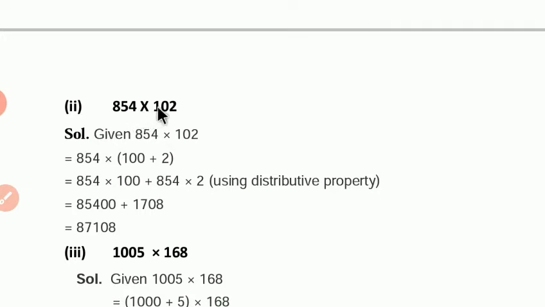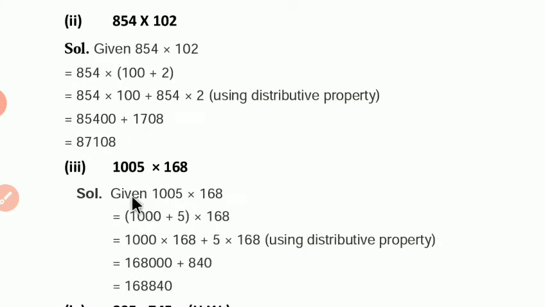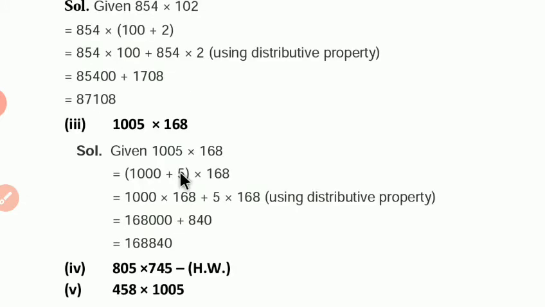Second one, 854 into 102. We know that we can write 102 as 100 plus 2. So using the distributive property, first you have to multiply 854 by 100, then you have to multiply 854 by 2. First we multiply, after that we will add. So 854 into 100 is 85,400 plus 854 into 2, 1,708. So the answer is 87,108.